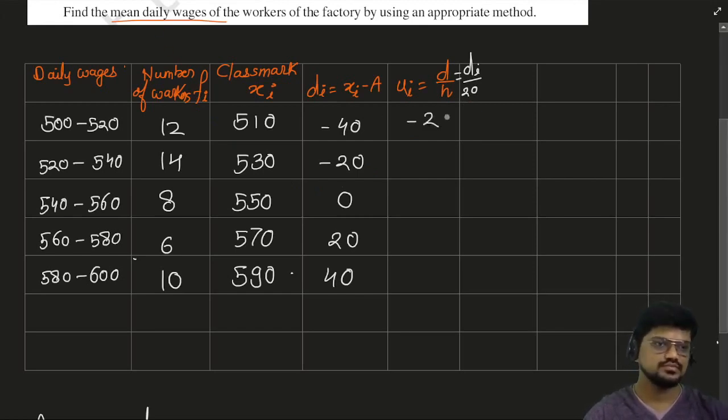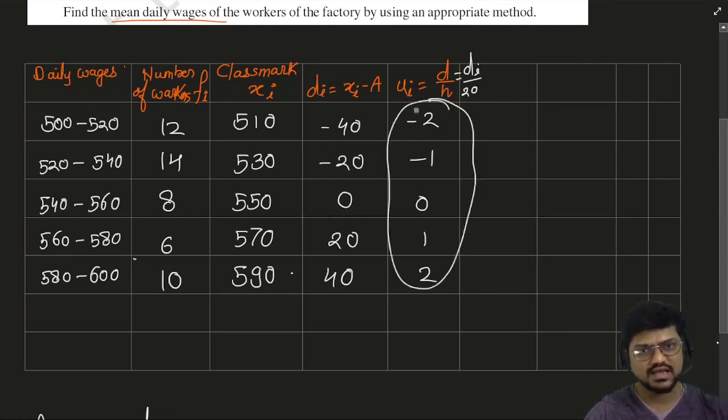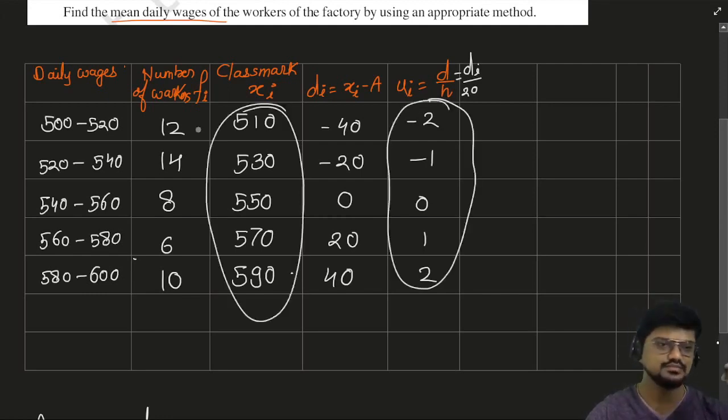Minus 2. After that, minus 20 divided by 20 gives you minus 1. 0 divided by 20 gives you 0. 20 divided by 20 gives you 1. And 40 divided by 20 gives you 2. That's it. Fine. Now, these numbers are very small as compared to these values to do the multiplication, division, and any calculation. Are you getting it?